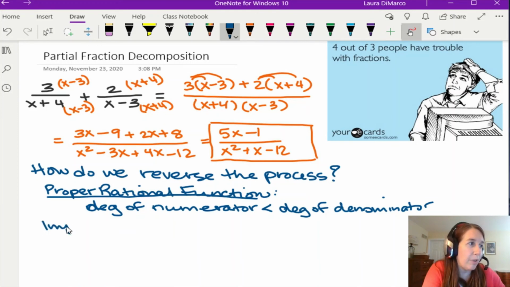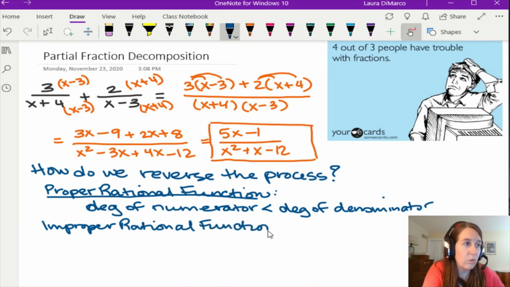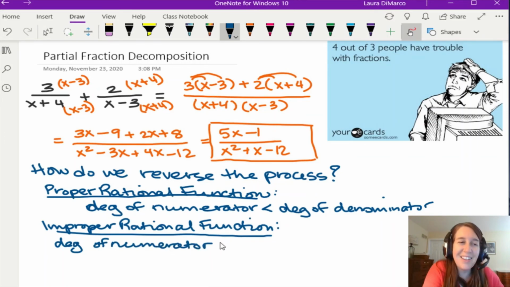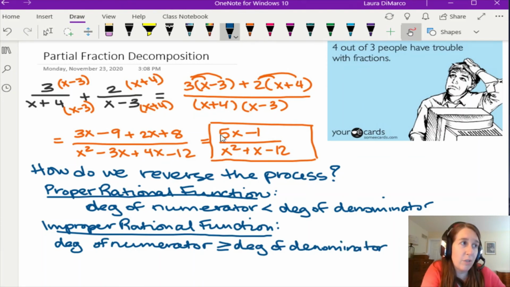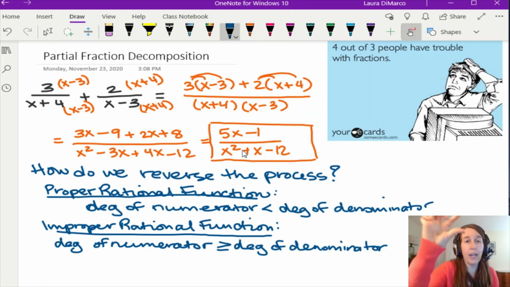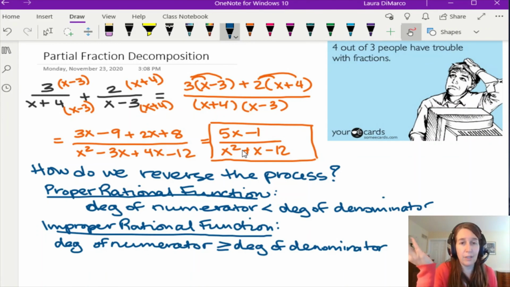An improper rational function then is the rest. The degree of the numerator, why are those words so long, is greater than or equal to the degree of the denominator. Okay, so if this fraction was flipped over, it would certainly be improper. Strangely enough, if the degree on the top is the same as the degree on the bottom, that's also called improper.